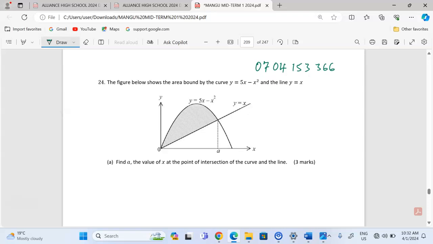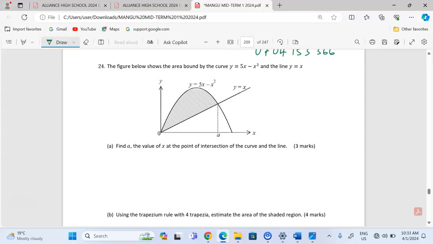In number 24, we're told that the figure below shows the area bound by the curve y equals 5x minus x squared and the line y equals x. So we have the line y equals x here, the curve y equals 5x minus x squared as shown. Find the value of x at the point of intersection of the curve and the line.